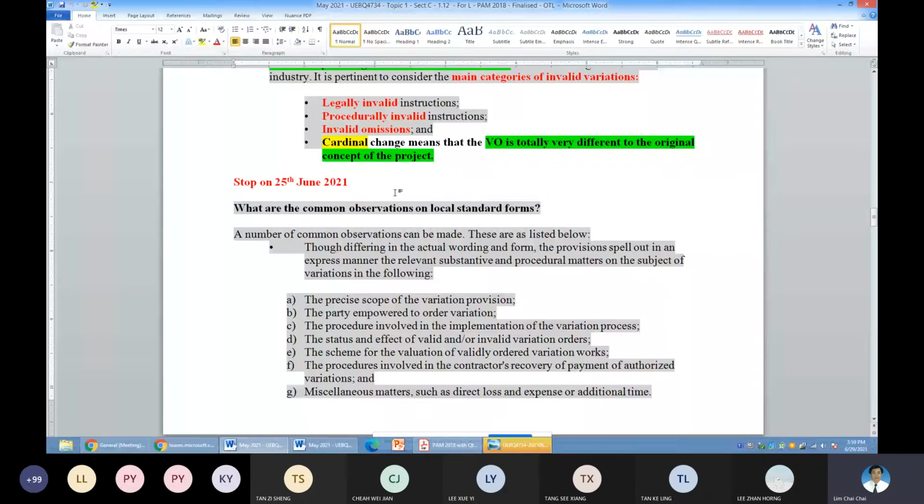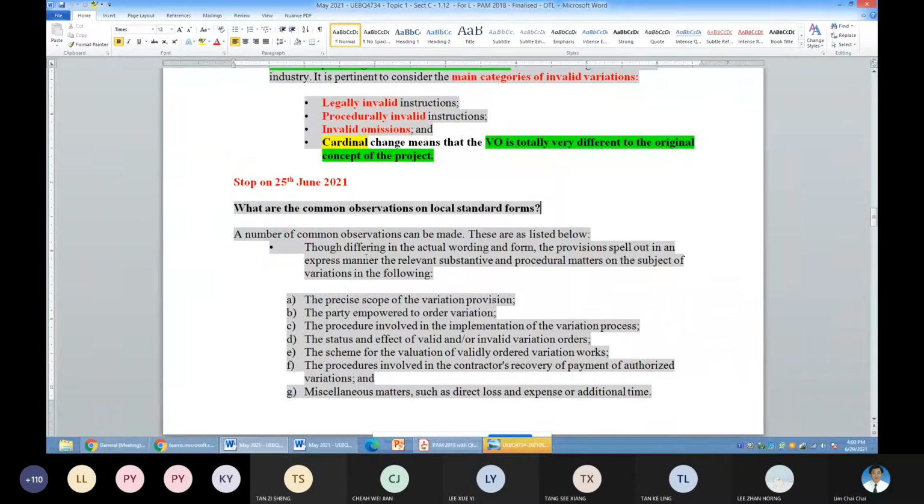Previously, we stopped at the general concept, that is, what are the common observations on local standard form. What they're trying to mean here is this. Under the general principle or the common law, after the extraction by these writers, they found that our local standard form generally has this type of content in relation to this topic.